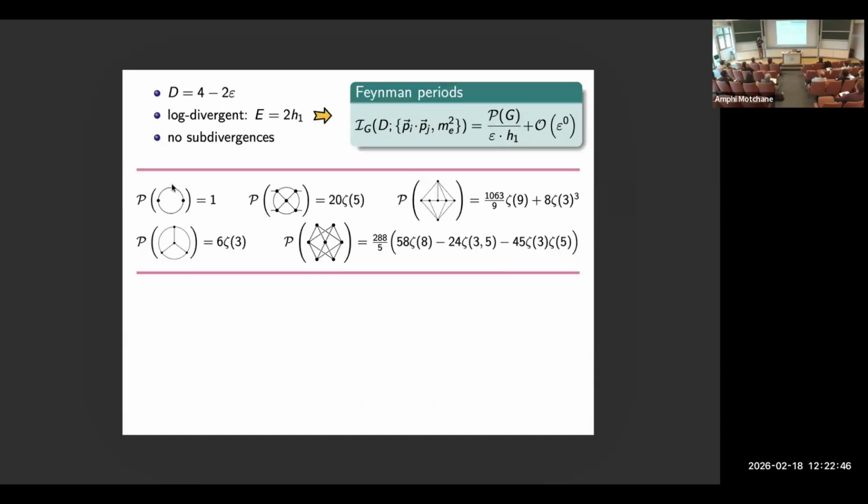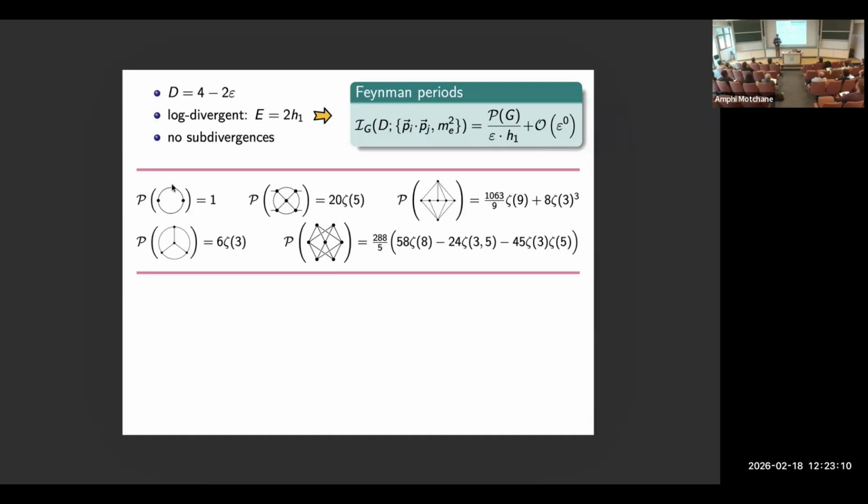These are some examples of the actual Feynman integrals. I'm working in 4 minus 2 epsilon dimensions, standard phi to the 4 theory. I look at logarithmically divergent graphs where omega is 0. Those are the ones that contribute to the beta function, to the renormalization of the coupling. If you compute a Feynman integral, it depends on the masses, momenta, whatever. In this case, if you don't have subdivergences, it only has a simple pole in epsilon.